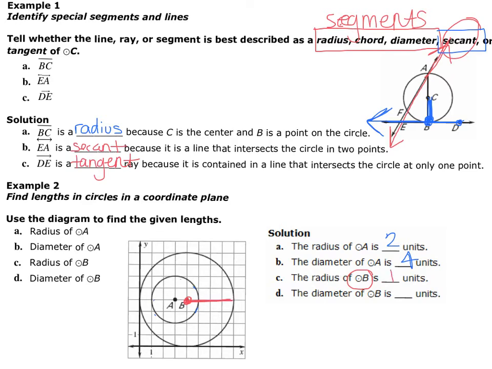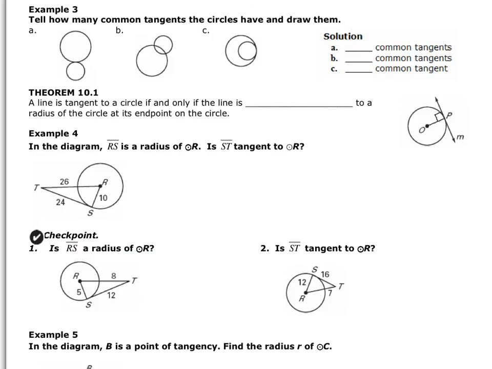So there's our radius. The diameter is always double the radius, so it is 8. Now, common tangents of circles. Common tangents are, again, tangents, which are lines or rays that touch the circle in one spot. So you're going to see how many you can draw.